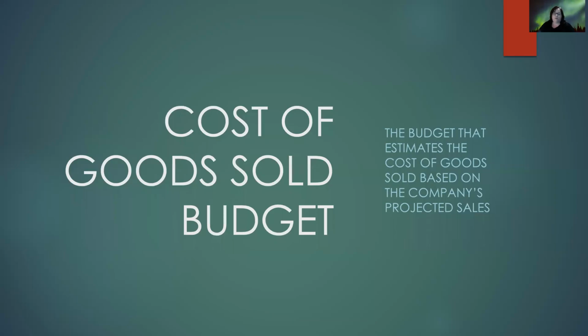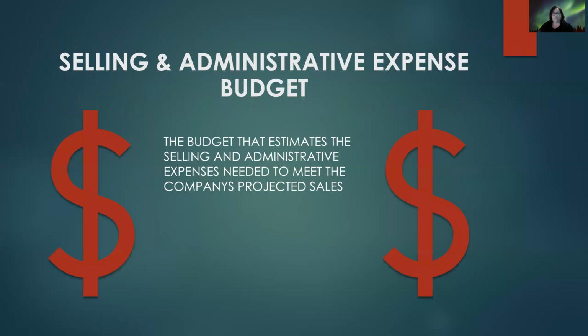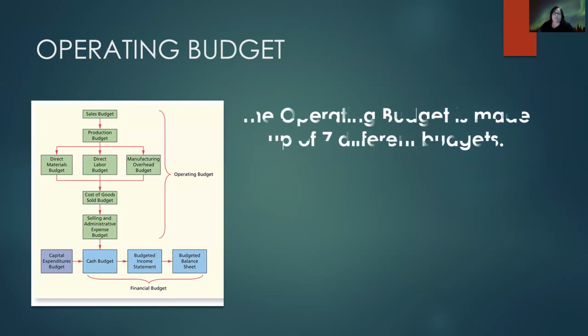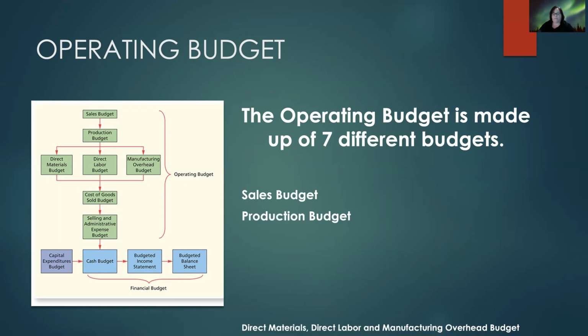Let's move on to the cost of goods sold budget. This budget is based off of the projected sales. It estimates the cost of goods sold. The cost of goods sold budget flows into the selling and administrative expense budget. The name says it all. It is the budget that is all about the selling and administrative expenses needed to meet the projected sales. These 7 budgets make up the operating budget and flow into the cash budget in the financial budget category.